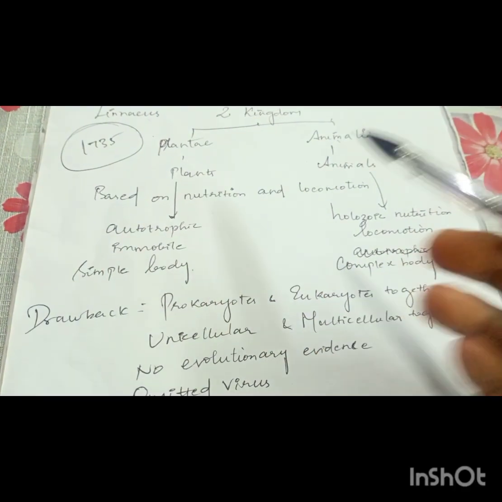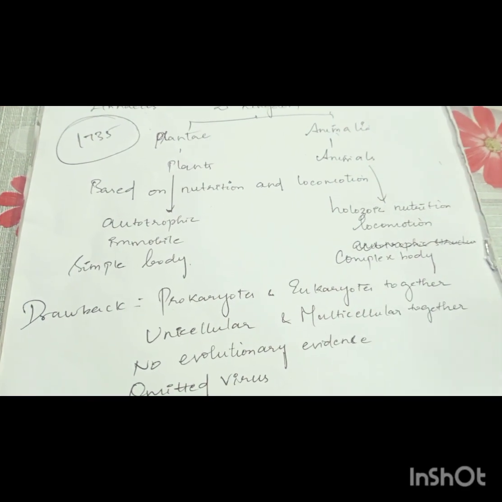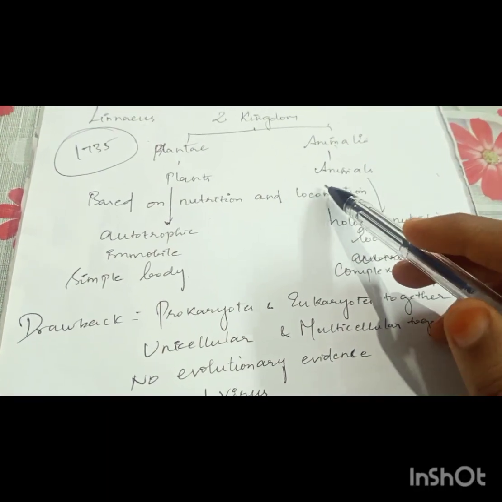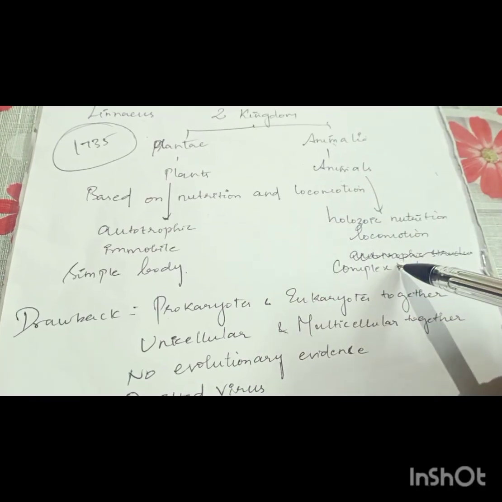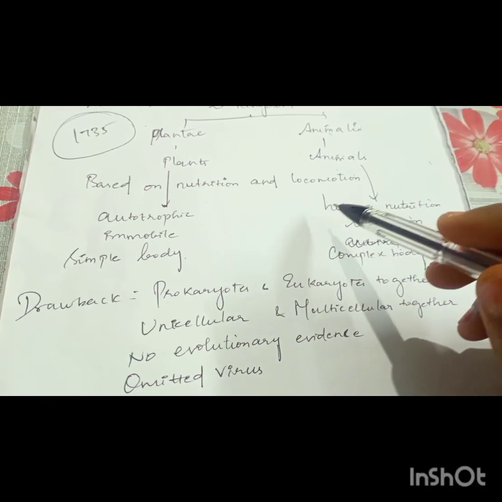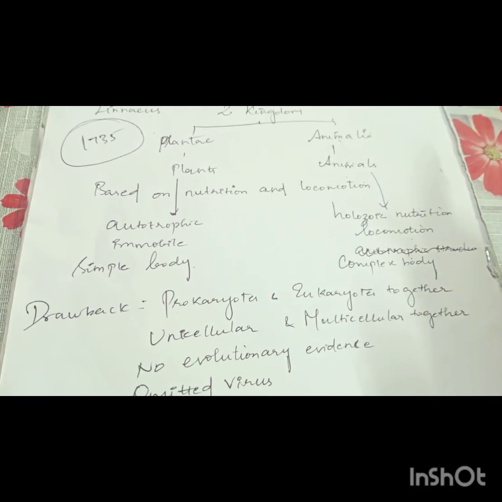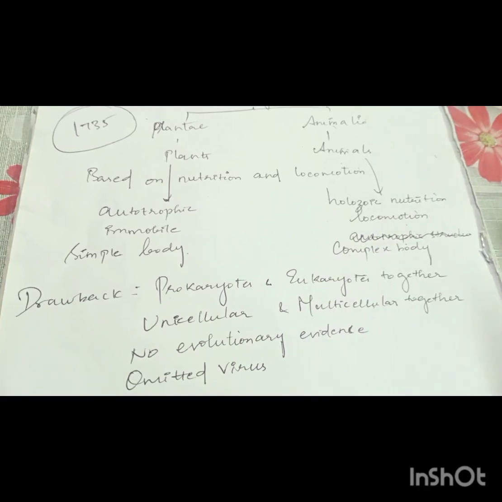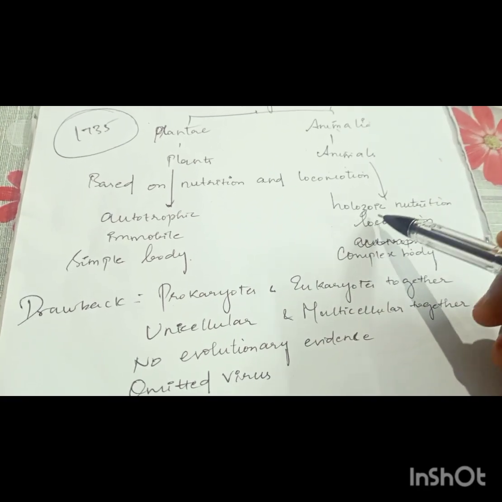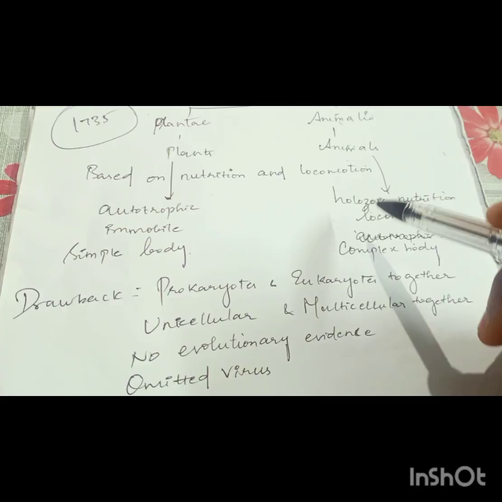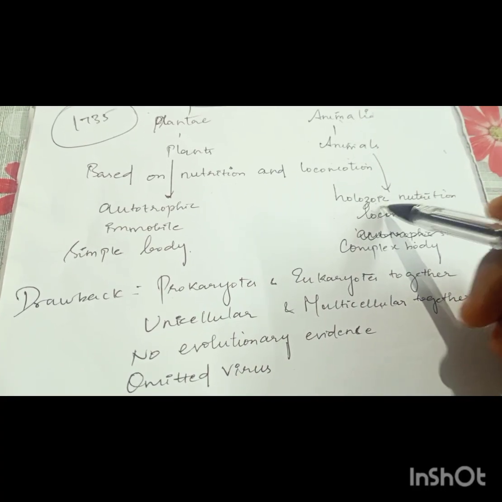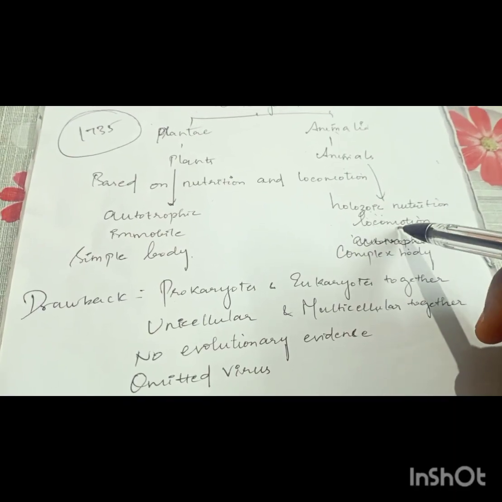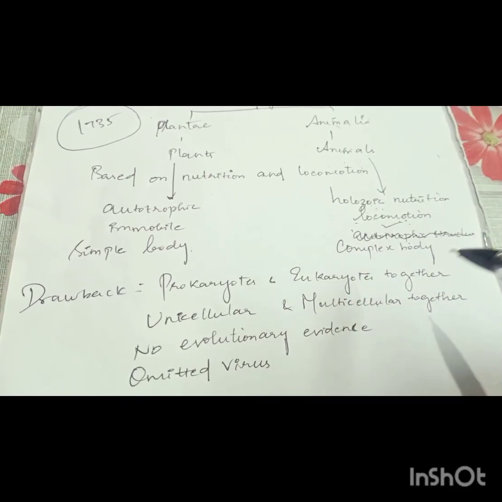Nutrition is the way they take in their food, and locomotion is whether they will move or stay in a place as immobile. According to him, the kingdom Animalia included those organisms which show holozoic nutrition. Holozoic nutrition means they are not capable of photosynthesis as they lack the chlorophyll pigment; in simple words, it is the process of taking in food. Just like how we eat food, that process is known as holozoic nutrition, and the animals are capable of moving from one place to another, that is, they can do locomotion.